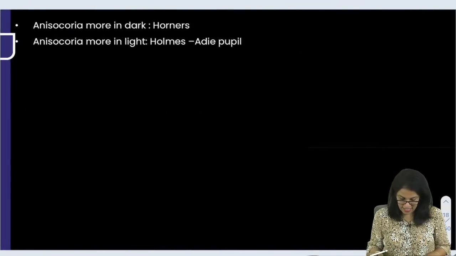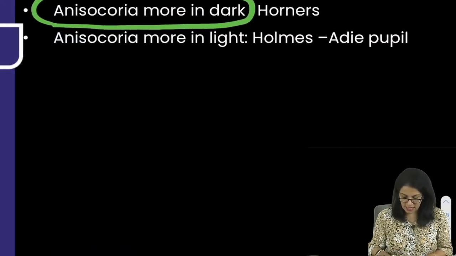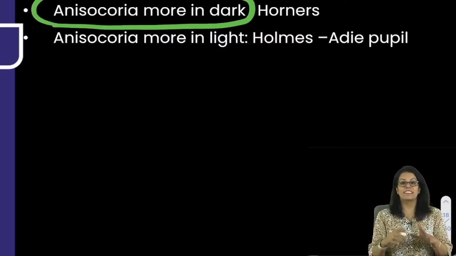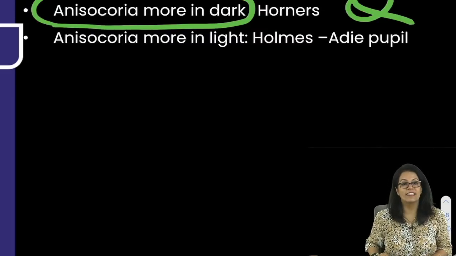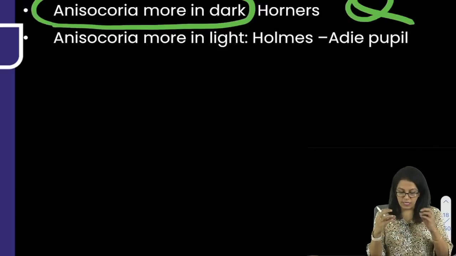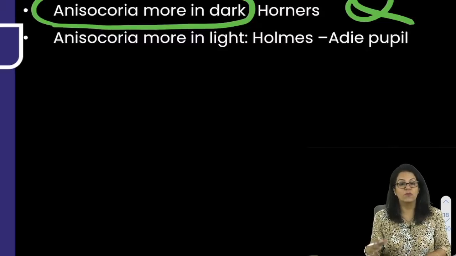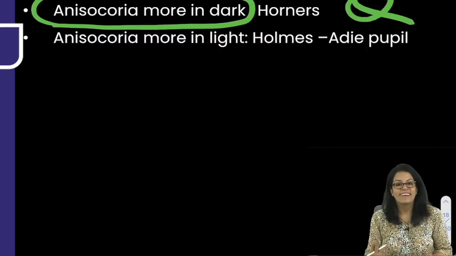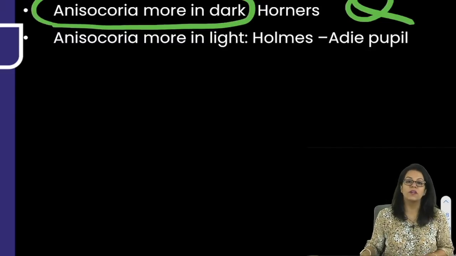Okay, so anisocoria, if it is more in the dark, then what is the diagnosis? We are very, very clear of this. This has been your INI-CET question, Horner's. They had asked you this question: the patient has a constricted pupil in the day, it is also constricted in the night, and it is not dilating in the dark. So what is the diagnosis? Something like this. So please remember Horner's syndrome.